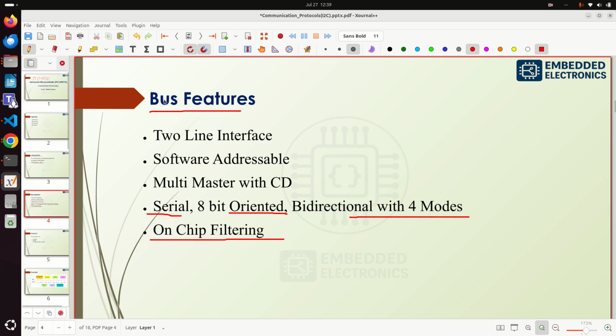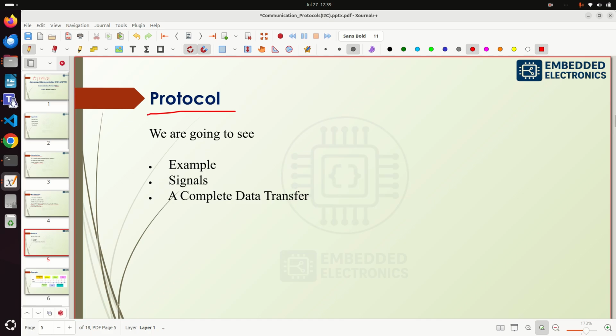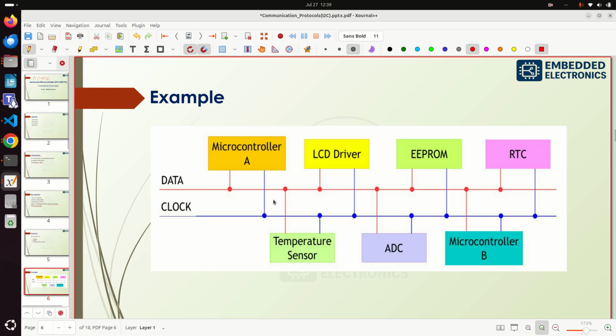And next is the protocol. So we are going to see an example. So this is the example. Here you can see there are two lines. One is the data line and the other one is the clock line. And these are the two lines to which all the devices are connected. So all the devices are connected to the same clock line and the same data line.